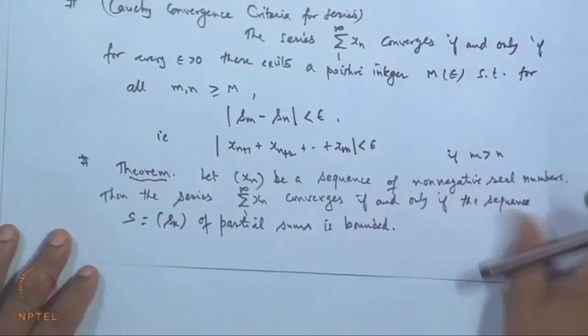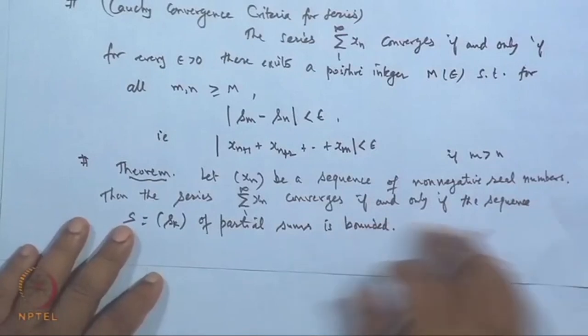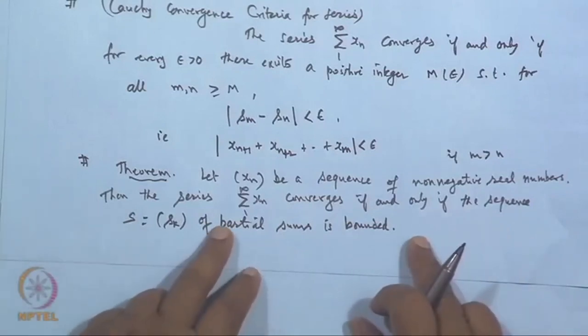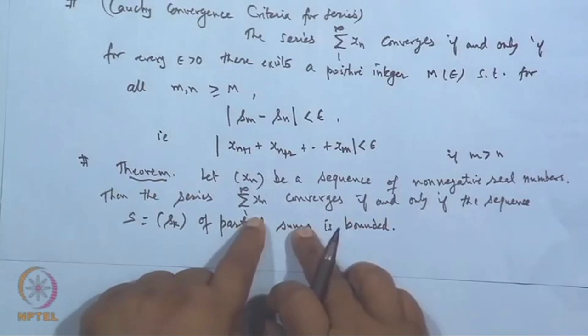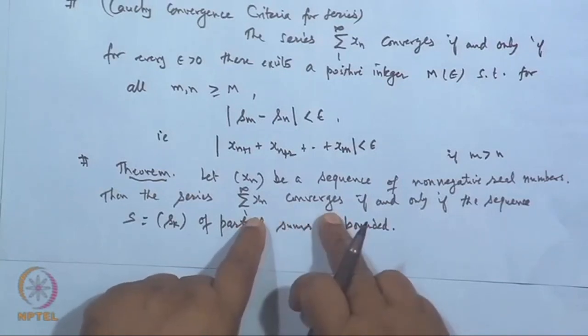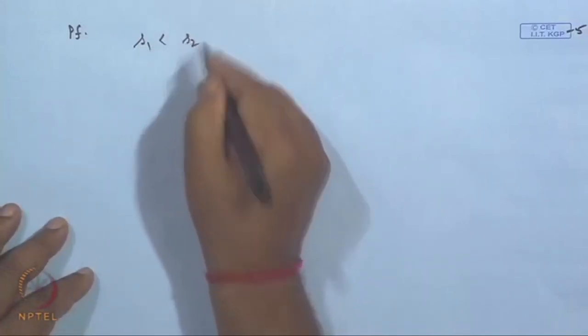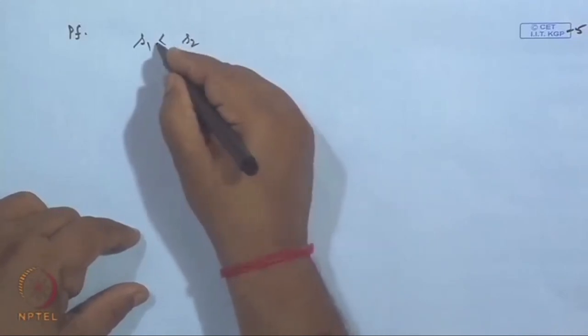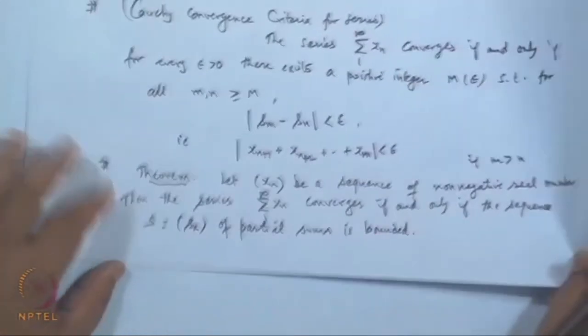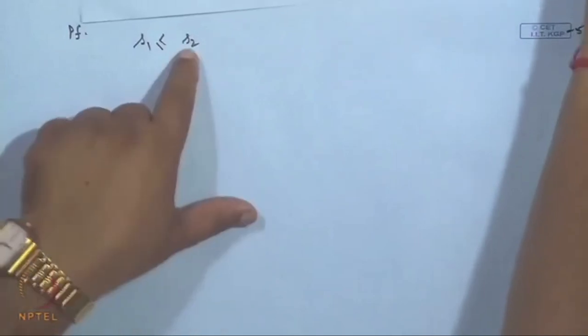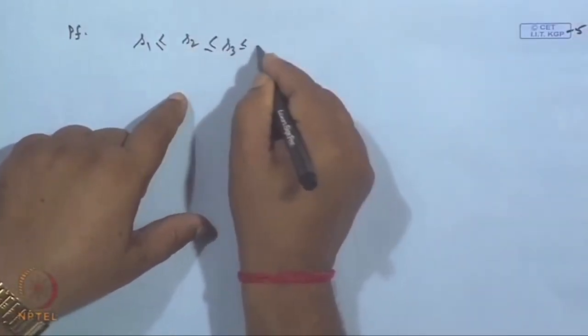What is given is the sequence xn is a sequence of non-negative real numbers, positive numbers, or maybe 0. The series is convergent if and only if the sequence of the partial sums is bounded. So, suppose the series converges, it means the limit of Sn exists. And what is our Sn? Sn is basically the partial sum: S1 is the first term, S2 is the sum of the first two terms, and since x1, x2, xn are non-negative real numbers, a few may be 0 or strictly greater than 0. So S1 is definitely less than or equal to S2, which is less than or equal to S3, and so on.